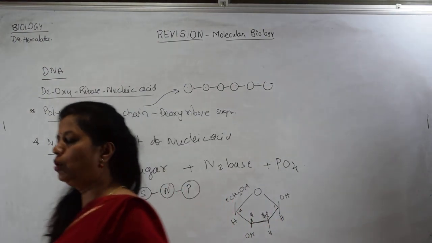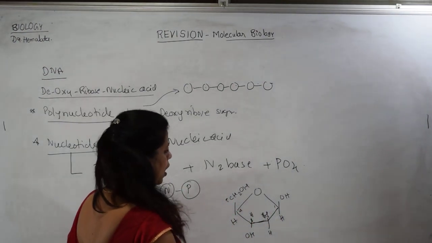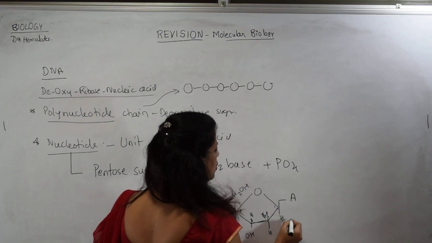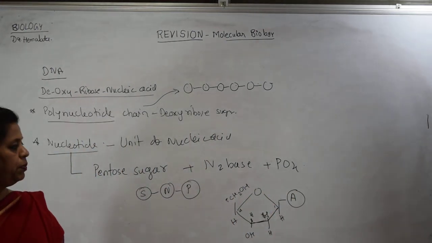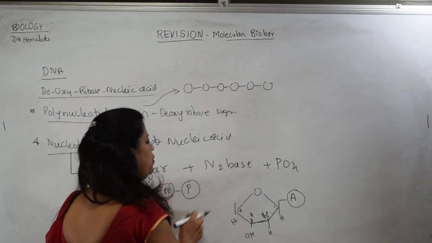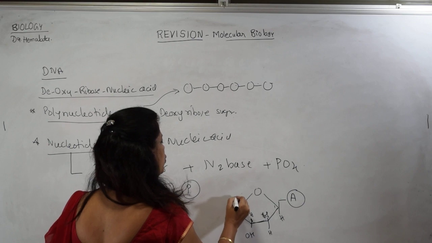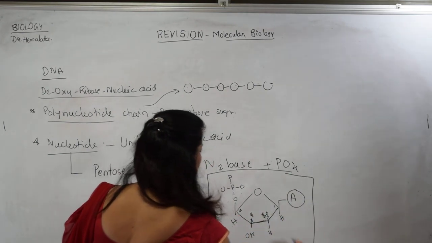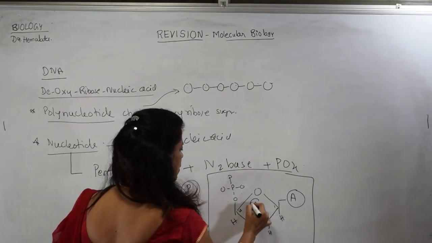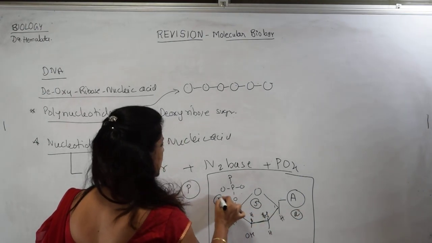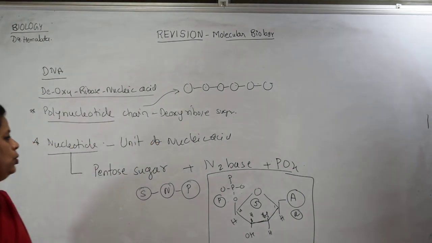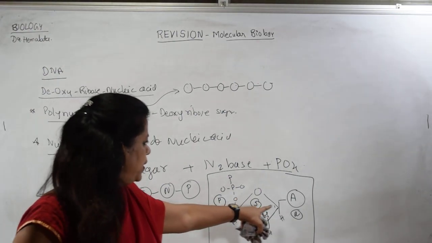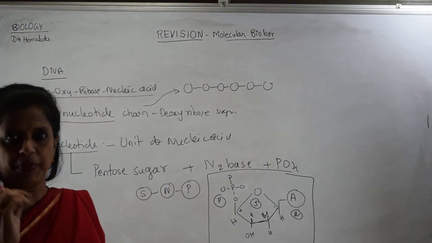Now, how is the nucleotide formed? On the first carbon of this, there will be binding of a nitrogen base. It may be either adenine or guanine or cytosine or thymine. It binds. Then on the fifth carbon you get a phosphate group, right? Here it is a PO4 group. This is one nucleotide. This is the sugar, this is the nitrogen base, this is the phosphate group. Together, 1, 2, 3, it forms a nucleotide. Just remember: one pentose sugar, a 5 carbon atom sugar, one nitrogen base, and one phosphate group.